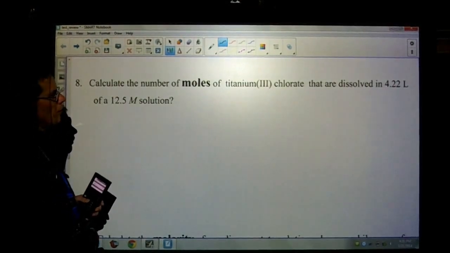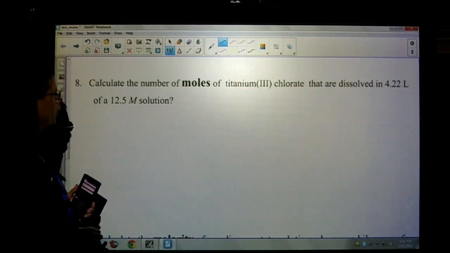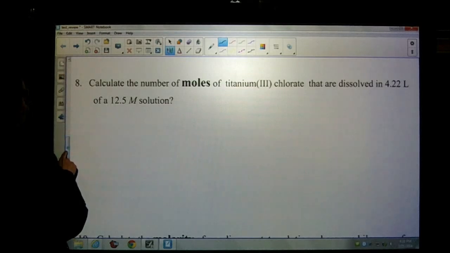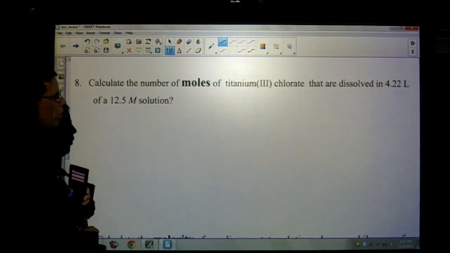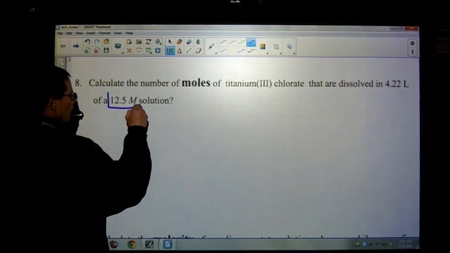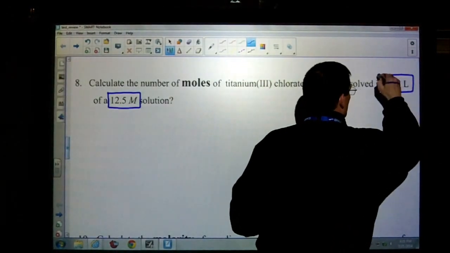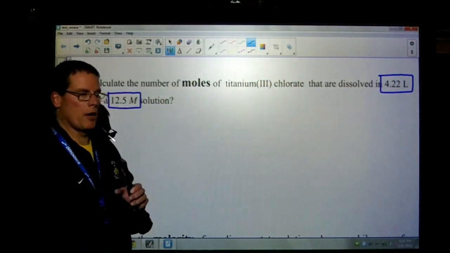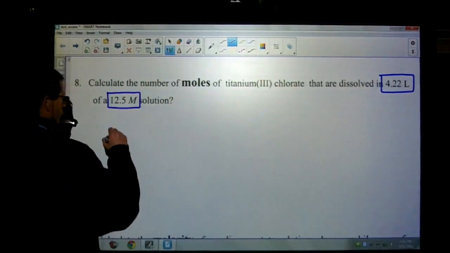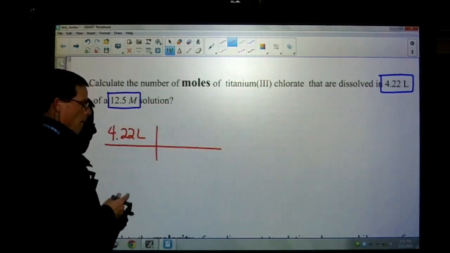Calculate the number of moles of titanium 3 chlorate that are dissolved in 4.22 liters of a 12.5 molar solution. Here we go again. If you know the volume and you know the molarity, you always start with the volume. So in this case, we're going to start with the 4.22 liters.